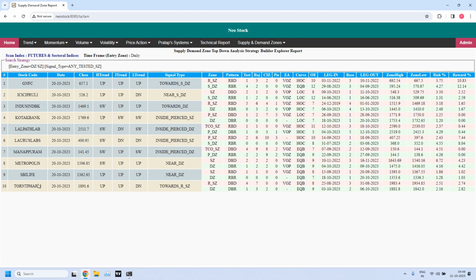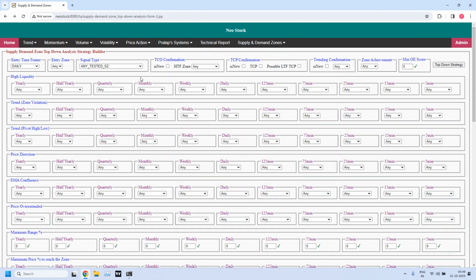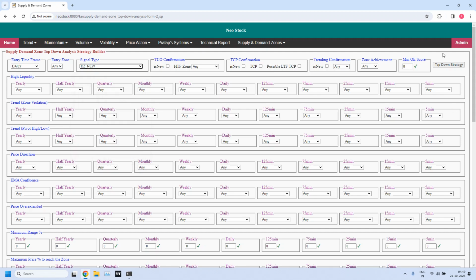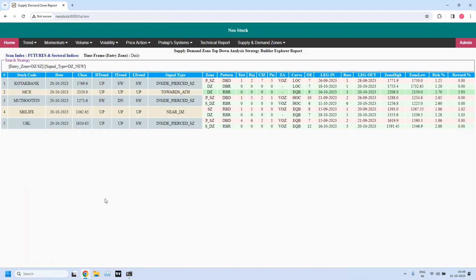Okay, it's about tested zones. Now let's go back and find the newly created demand and supply zones. Entry time frame is daily. Let us find the stocks having newly created demand zones. So these 5 stocks are having newly created demand zones. That means not much demand is created today.